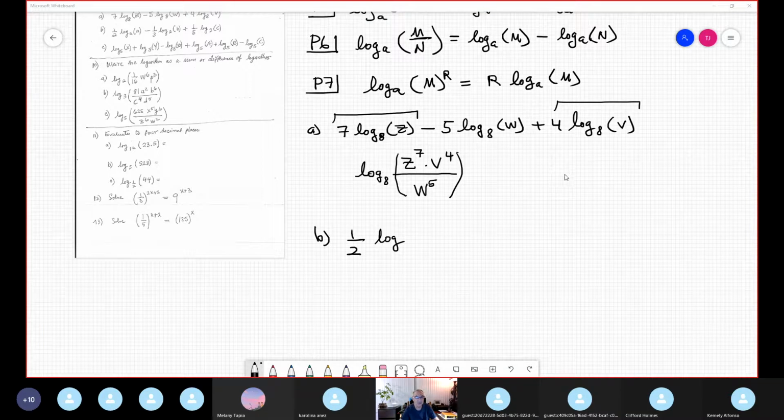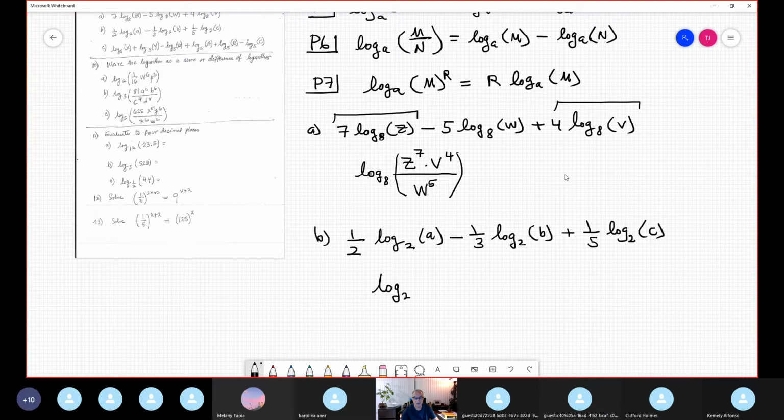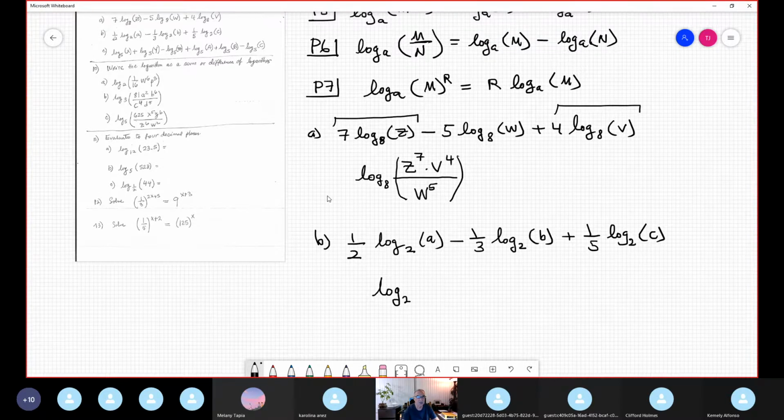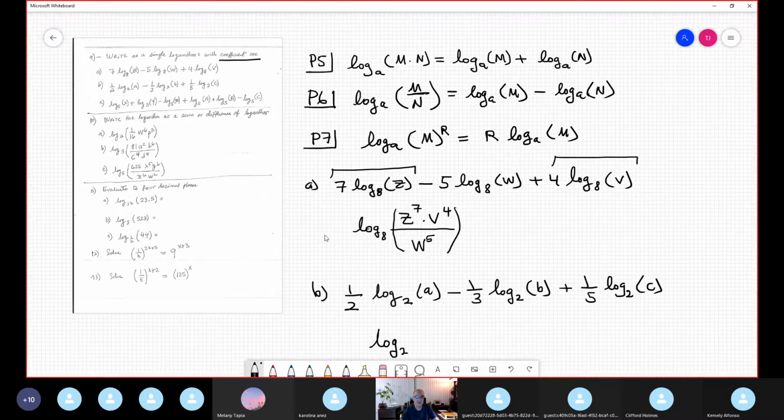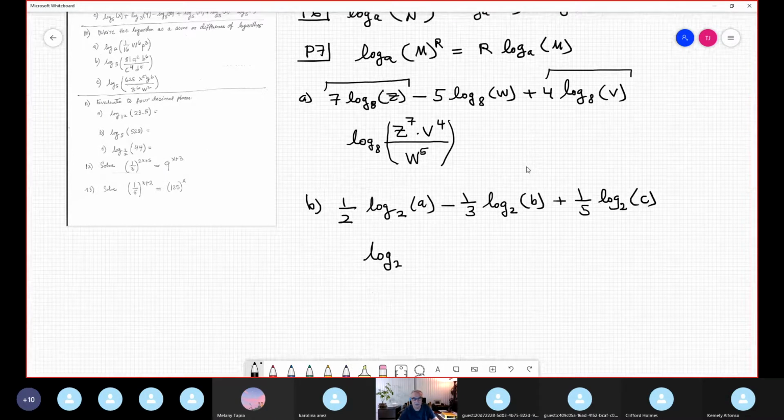Okay, entonces now B is logarithm base 2 of A minus 1/3 logarithm base 2 of B plus 1/5 logarithm base 2 of C. You put only one log base 2. It's important that you understand the idea of the problem. Coefficient 1 means that in the final answer, the coefficient in the front is an invisible 1.